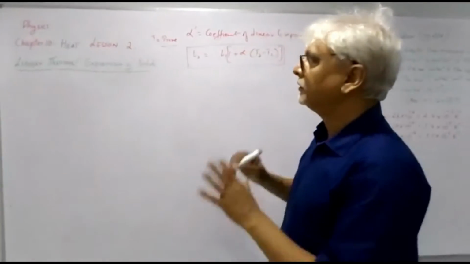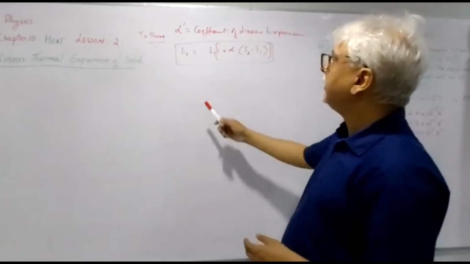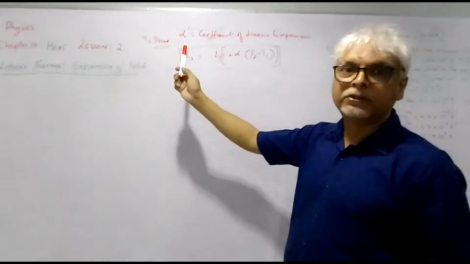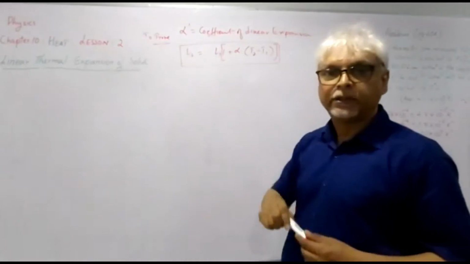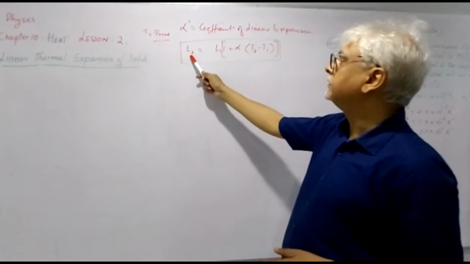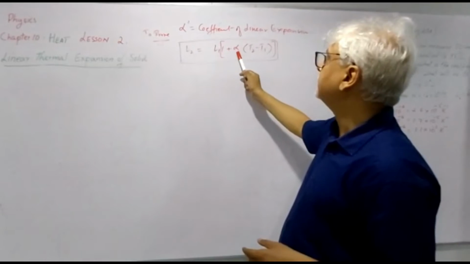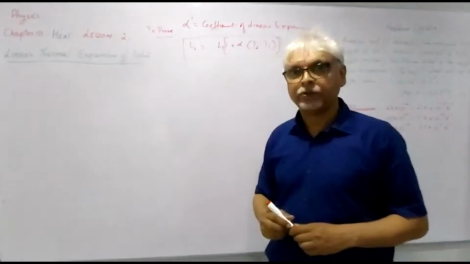As you know, we are doing linear thermal expansion of solids, and in my previous lesson I derived this equation of the coefficient of linear expansion, which is equal to the change in length upon the original length times the change in temperature. Then we derived the final length is equal to the initial length, or the original length, times 1 plus alpha, the coefficient of linear expansion, times the change in temperature, that is T2 minus T1.